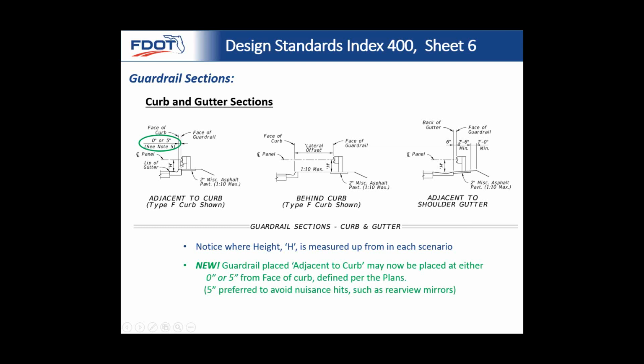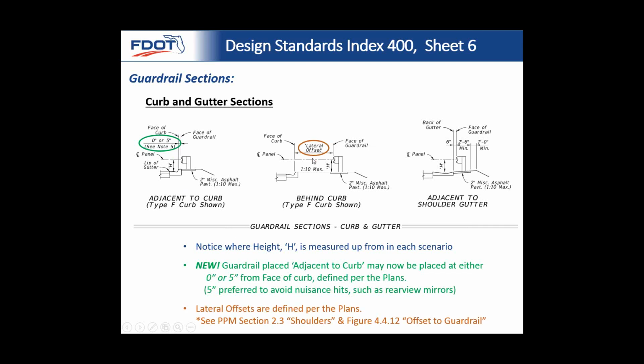And yeah, it's for avoiding hits of rearview mirrors and things like that. All of them are now crash tested. The latest crash tests are with the guardrail 5 inches behind the curb, so that's a significant change where we're expecting most of our new installations to have a 5-inch offset.